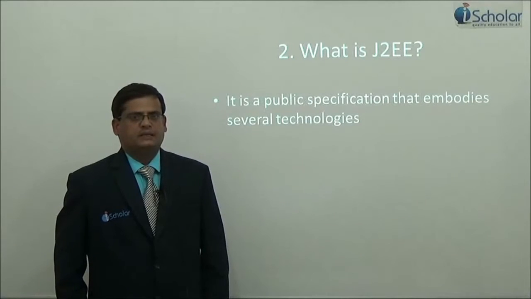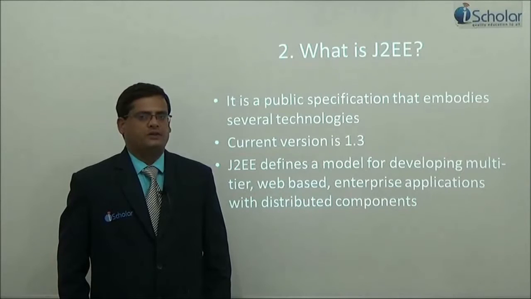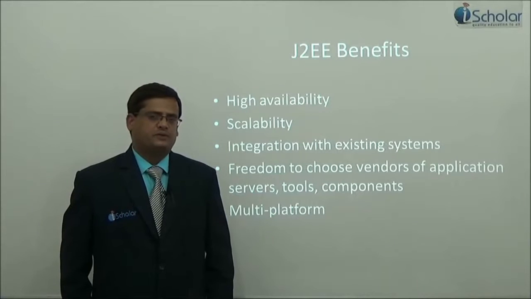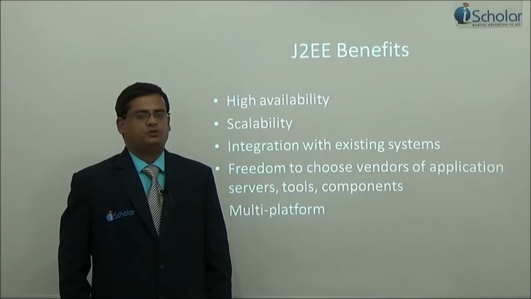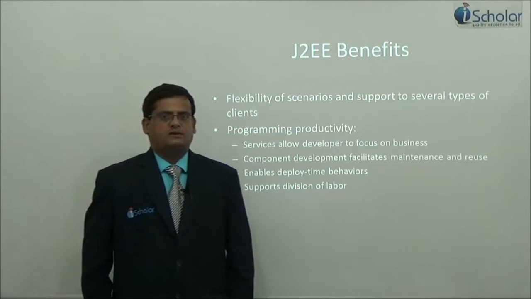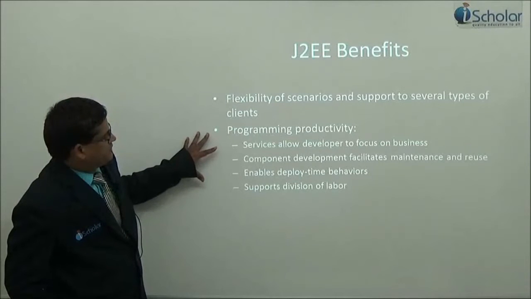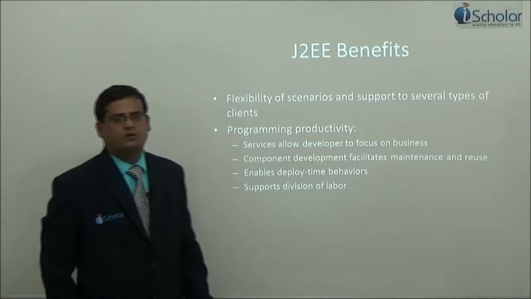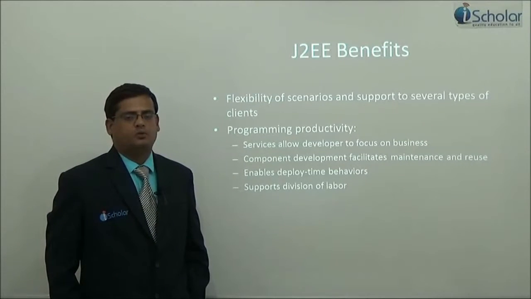So what is J2EE? It's a public specification that embodies several technologies. The current version is 1.3. J2EE defines a model for developing multi-tier web-based enterprise applications with distributed components. The benefits of J2EE are high availability, scalability, integration with existing systems, freedom to choose the vendors of the application server, tool components, and multi-platform support. There is flexibility of scenarios and support for several types of clients. Programming productivity increases with the help of services, allowing the developer to focus on the business. When we talk about the business logic, it is more the J2EE part of the work.